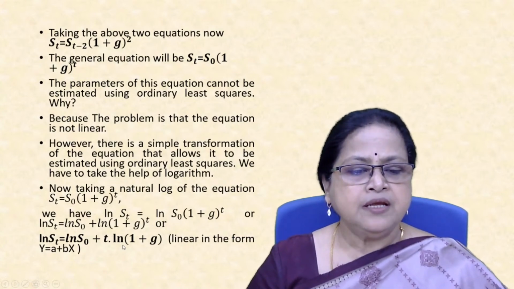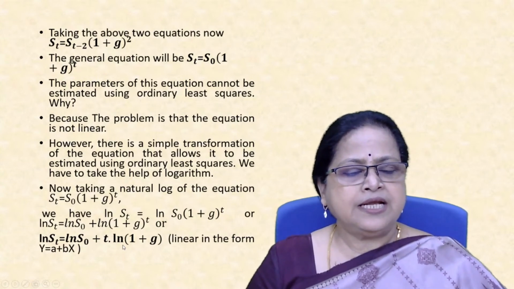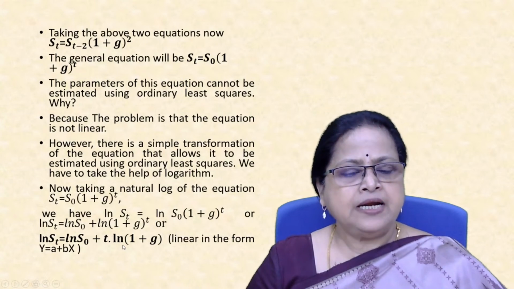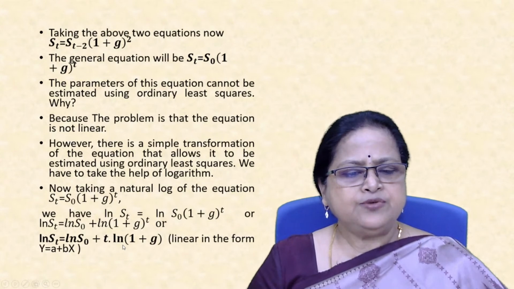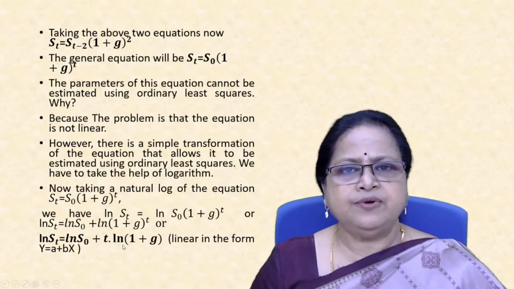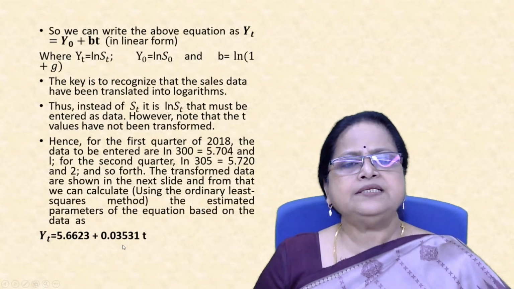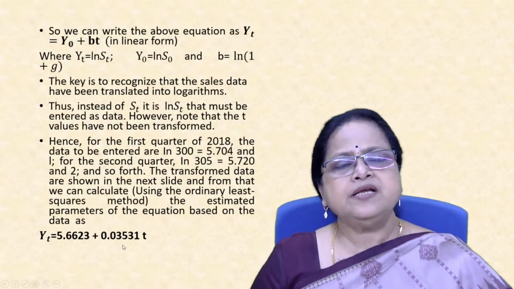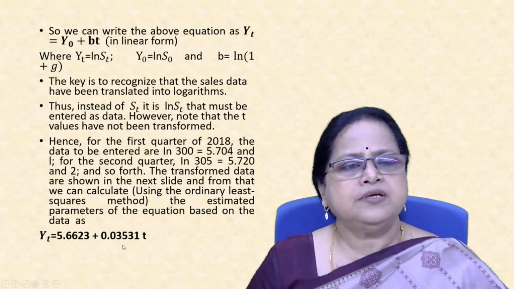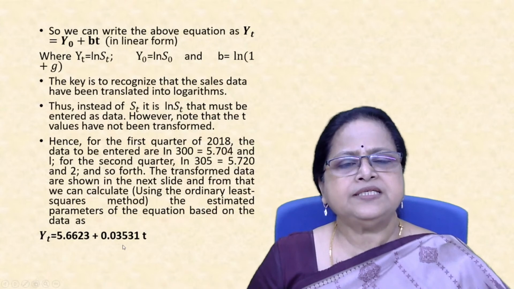Look at this equation. Here it is linear in the form of y = a + bx. Natural log S_t is equal to y, natural log S_0 is equal to a, natural log (1 + g) is equal to b, and x is equal to t, the independent variable. So the key is to recognize that the sales data have been translated into logarithms. If you take the logarithm, you can find out the value of g. So instead of S_t, it is log S_t.